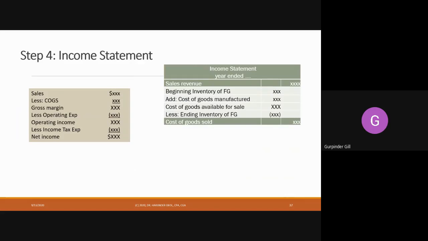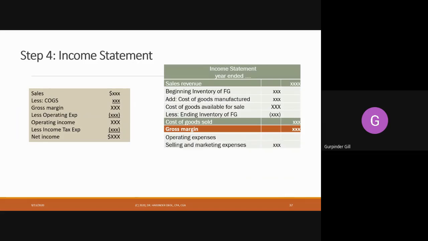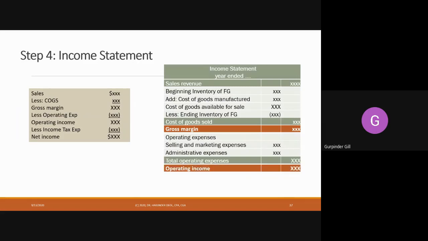Our sales minus our cost of goods sold gives us our gross margin. Out of that gross margin, once we deduct our operating expenses, which are in two categories, selling and marketing expenses and the administrative expenses, make sure to show your total operating expenses. So total operating expenses deducted out of your gross margin gives you your operating income. The only other piece we need to account for is your income tax expense. Once we account for that, the net difference is our net income.